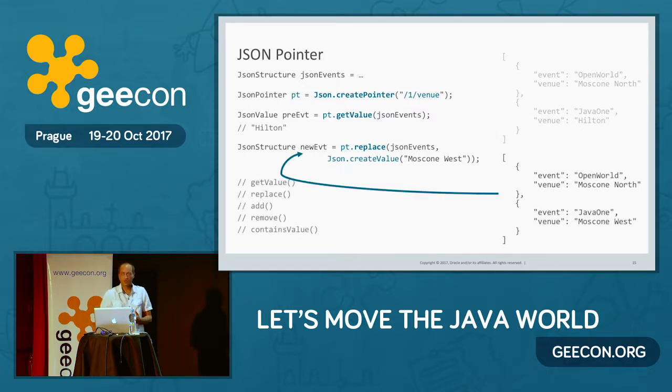It also defines a few other methods like add, remove, or contains value. Contains value itself may be quite useful. In JSON-P 1.0, if one wasn't sure whether some value or some key was present in JSON, we basically had to check for null. Nowadays, there's a direct contains value method.